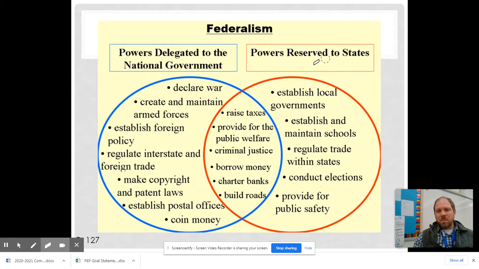Now, we're not going to talk about the reserve powers. That's these over here. Those are for the states. Or the concurrent powers, these in the middle. These are shared powers that both governments can do, like, for example, raising taxes or building roads. Let's move on.